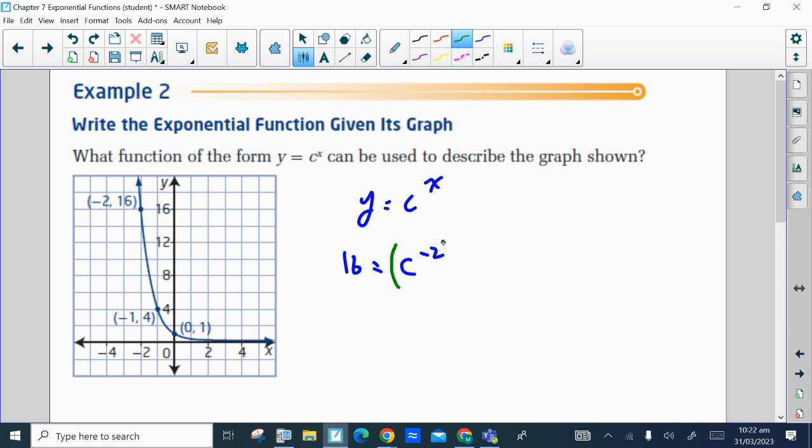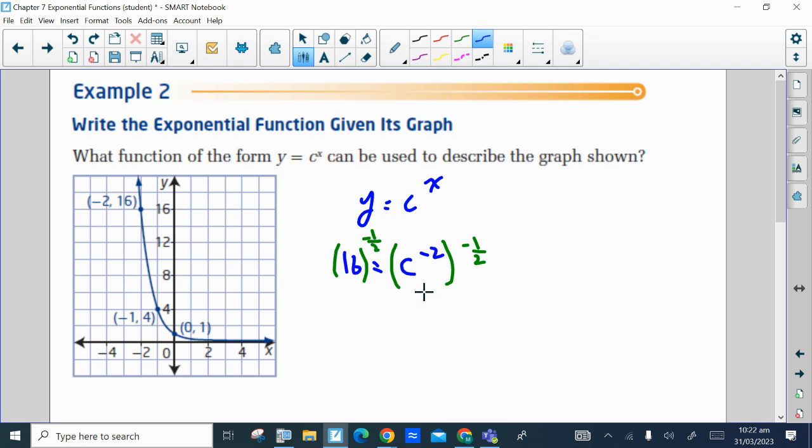And you can get that if you raise that right side to the power that's the reciprocal of the power on c originally. The power on c originally was -2. The reciprocal of that would be -1/2. Now, whatever you do to one side, you have to do the same thing to the other, so we also raise that to the -1/2.